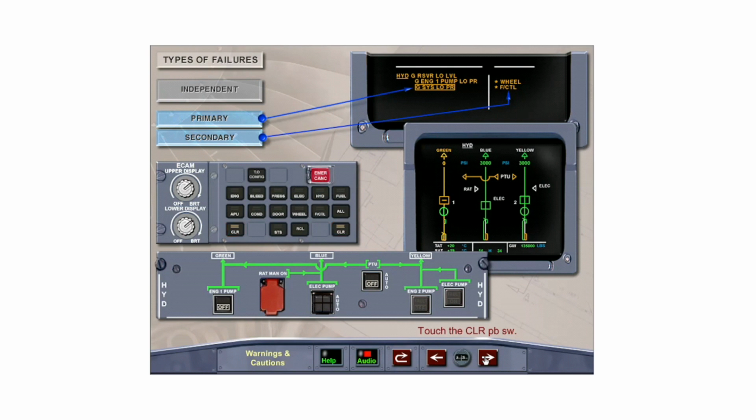When all pages have been reviewed, the status page eventually appears. Touch the clear push button on the ECAM control panel until all secondary failure systems pages and the status page have been reviewed, then the right arrow to continue.